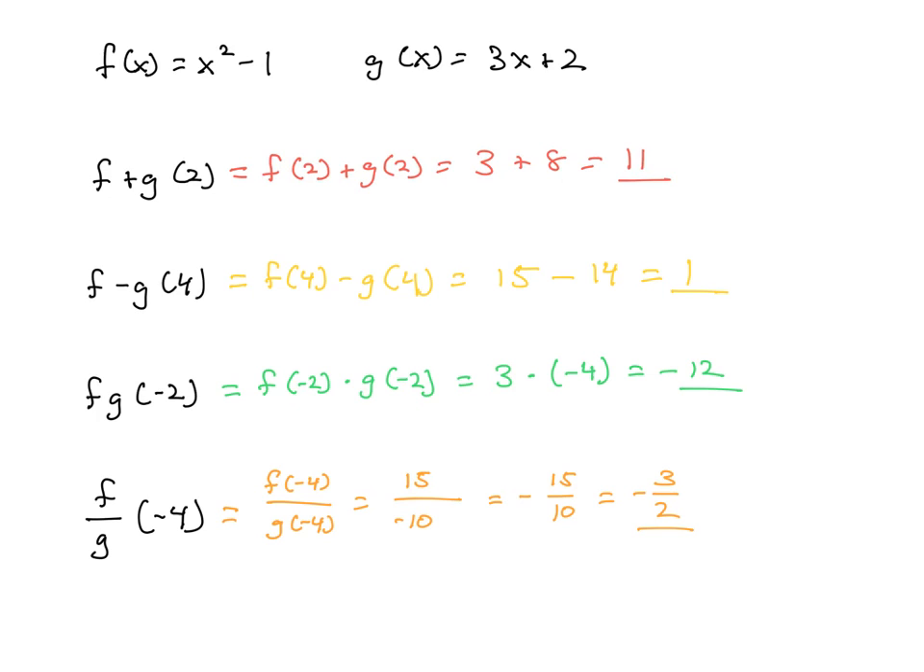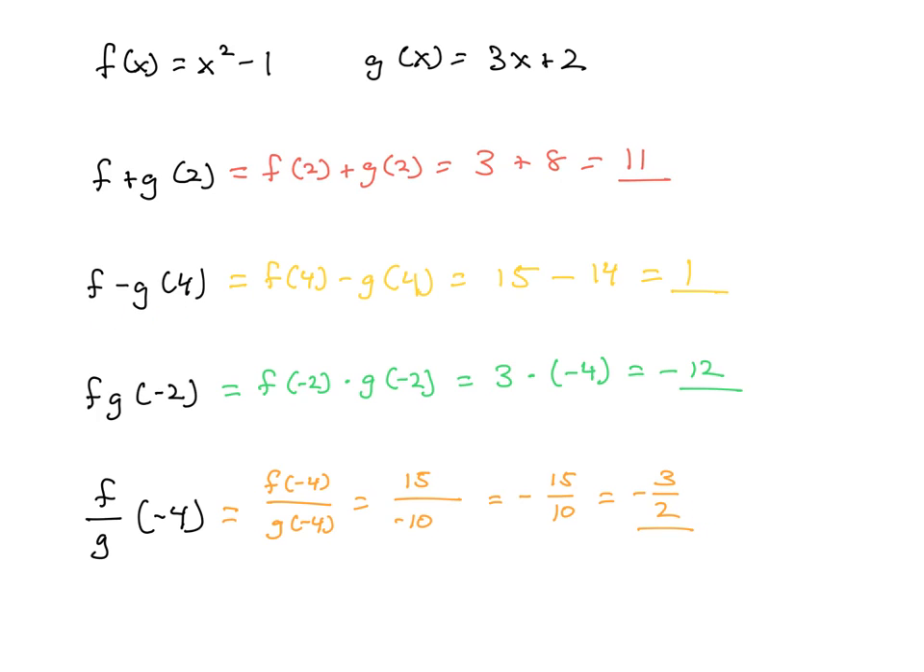Welcome back. So in this case, let's take a look at what you did. You should have found that f minus g of 4 was equal to 1. You should have had f times g of negative 2 is equal to negative 12. And f divided by g of negative 4 comes out to be negative 3 over 2. Let's look at how this took place.